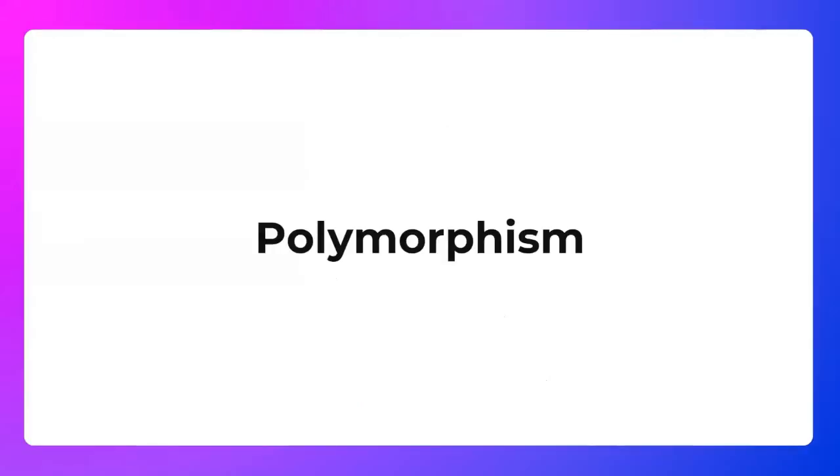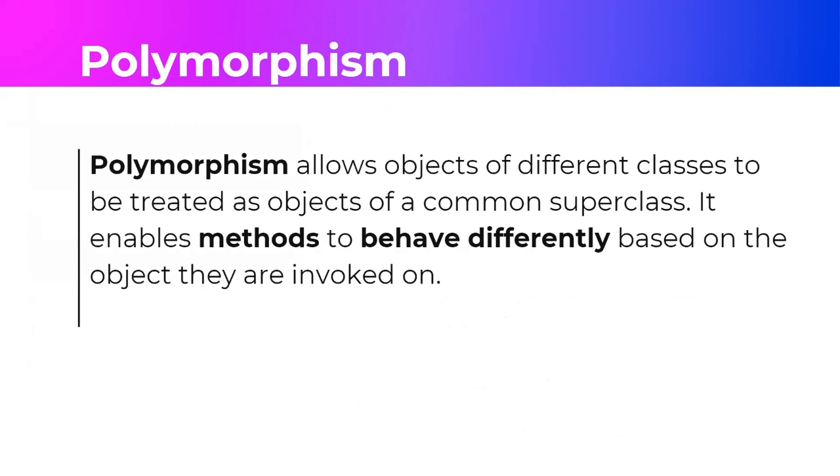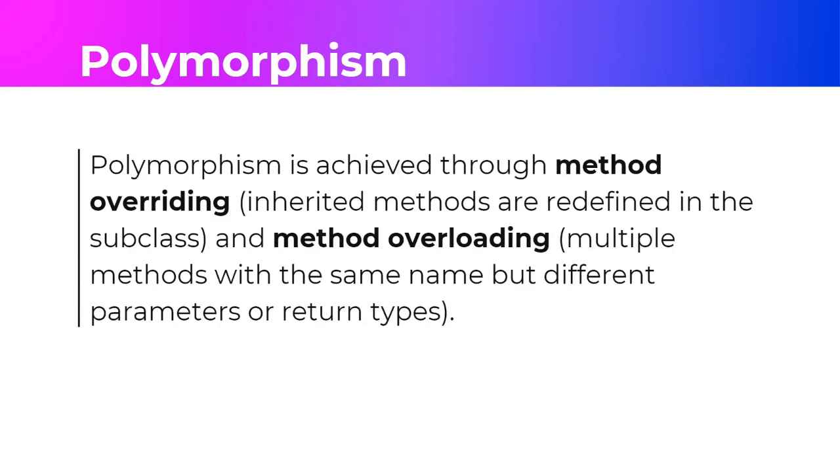Now let's talk about polymorphism. By the word itself, poly means many, and morph means form. So it allows objects of different classes to be treated as objects of a common superclass. It enables methods to behave differently based on the object they are invoked on. There are two common ideas of polymorphism. The first one is method overriding, where inherited methods are redefined in the subclass, meaning our superclass has one implementation, then our subclasses can have their own implementation, and that is method overriding.